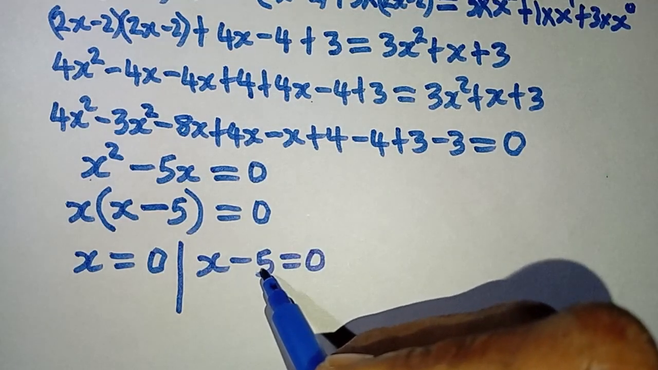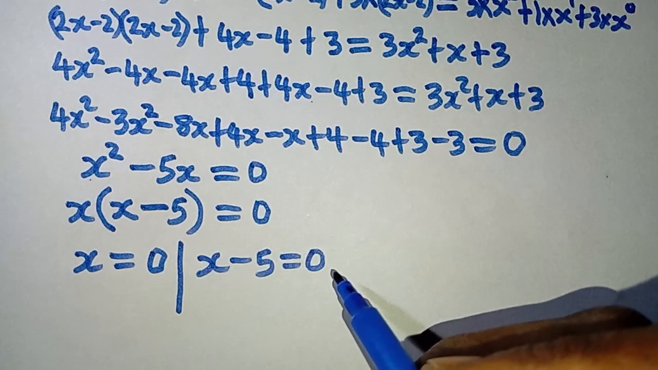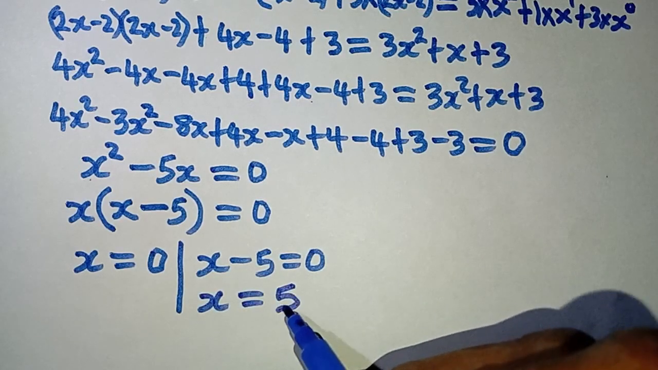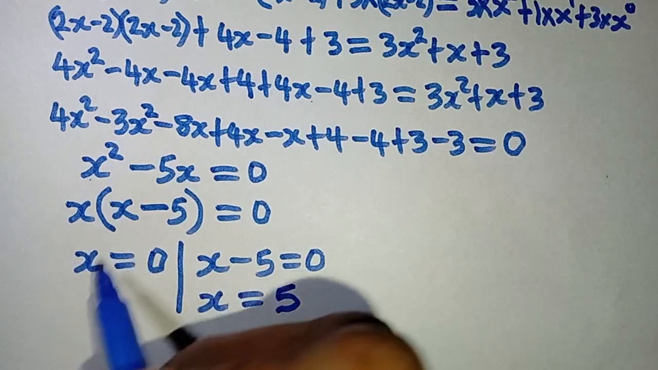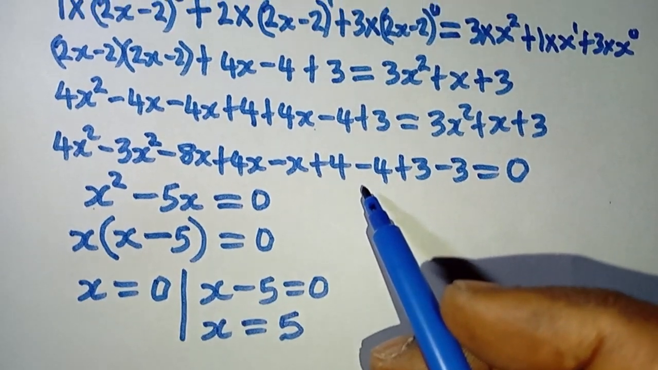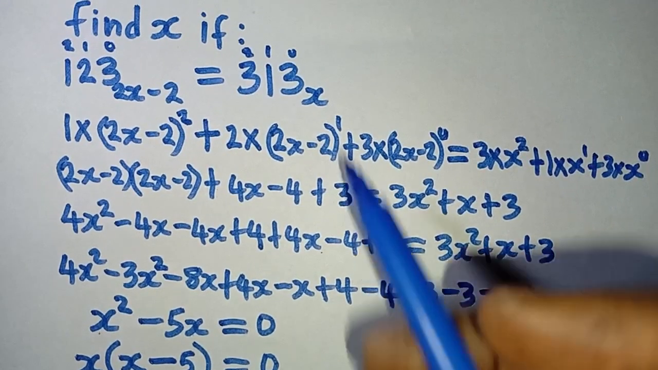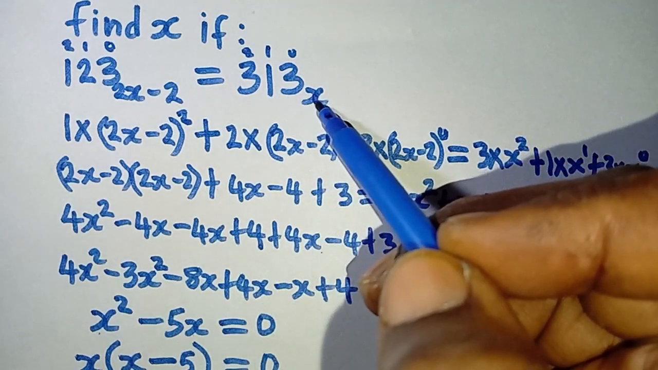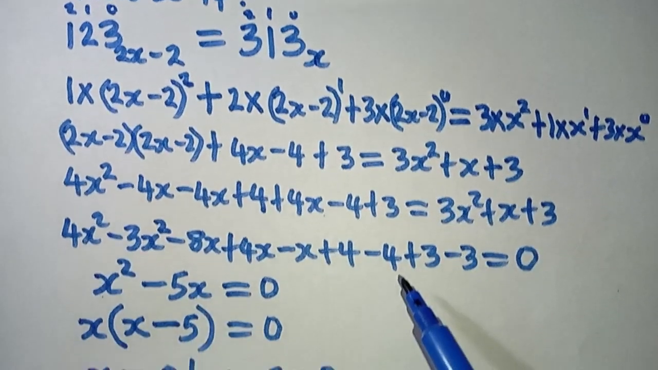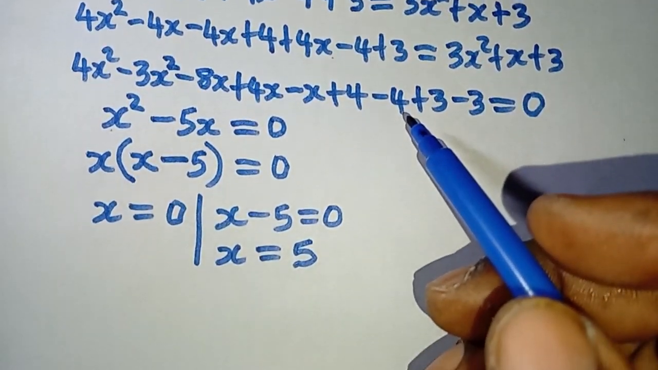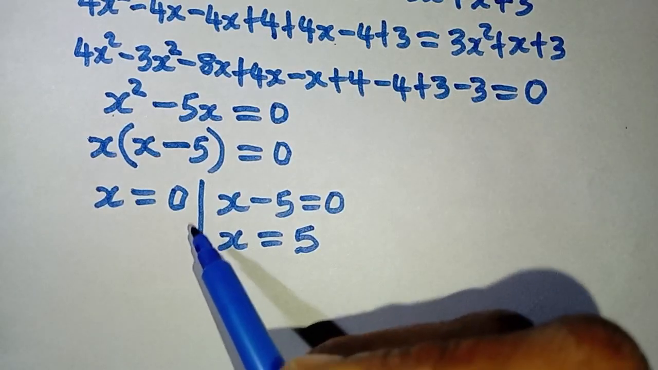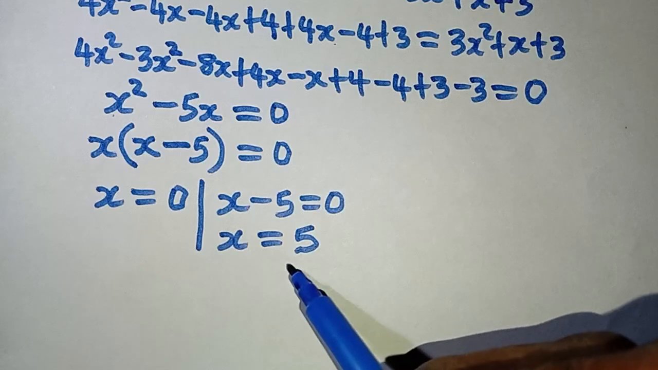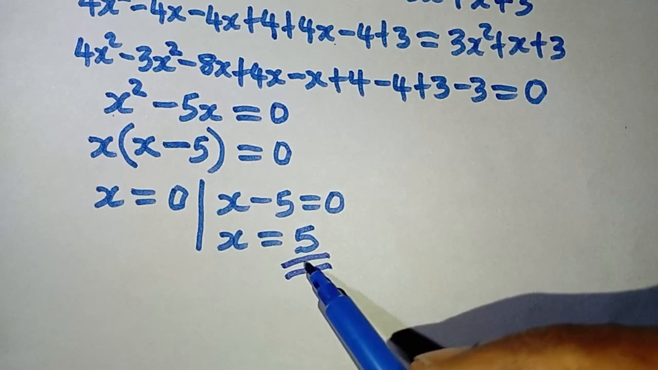So if this negative 5 goes to the other side, it becomes a positive 5. So I have x is equal to positive 5. Now, x cannot be 0 because coming back to the base, if we check very well, this is the base x. So we cannot have any number in base 0. So x cannot be 0. So 0 cannot be our answer here. It's not possible for x to be 0. So the correct answer should be x is equal to 5. So this is the final answer.